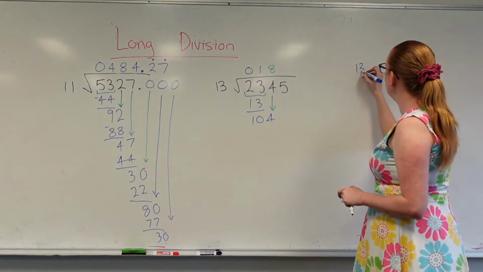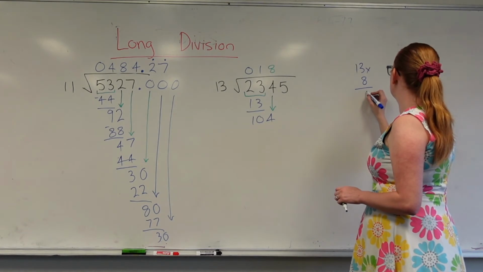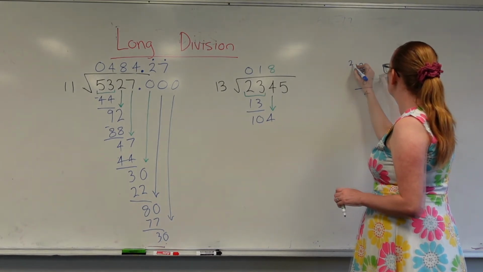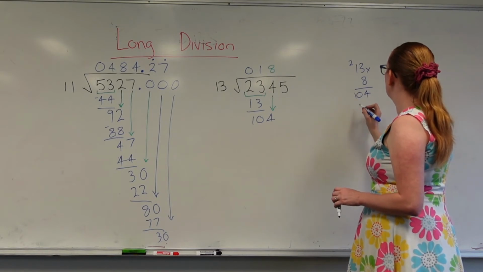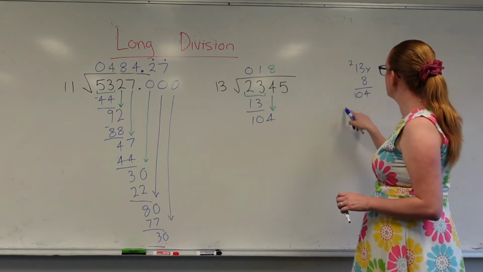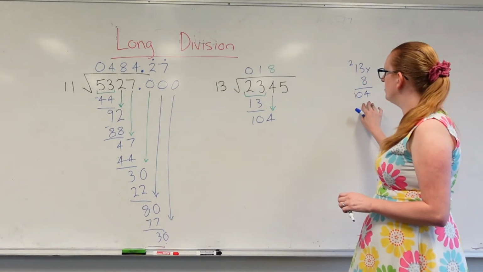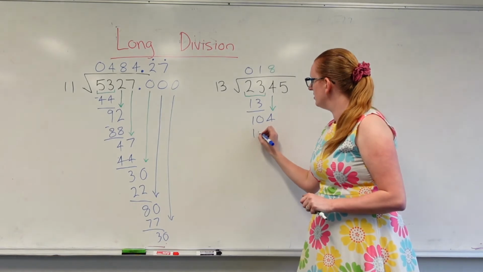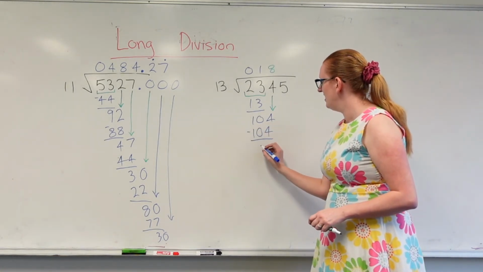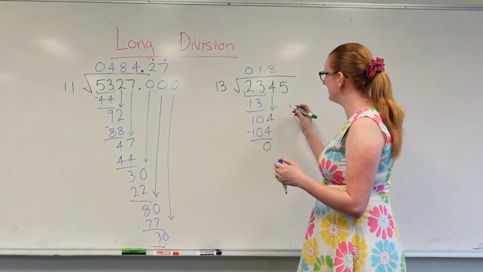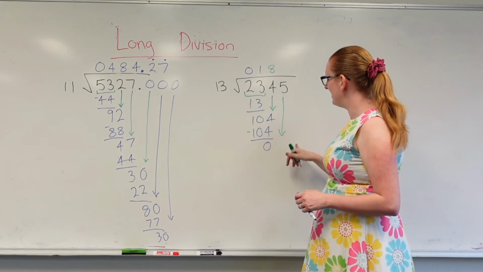Okay, so 13 times 8. 3 8s are 24. And then 8 ones are 8 plus 2, so it's 104. Oh, okay, it's exactly 104. Cool. What a guess. So 104 take away 104 is 0. Okay, awesome. Alright, so now I've got no remainders and I'm going to bring down this 5.